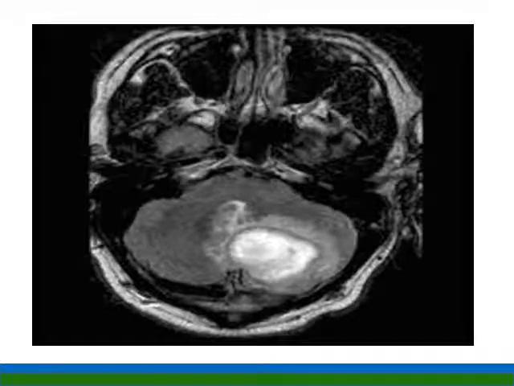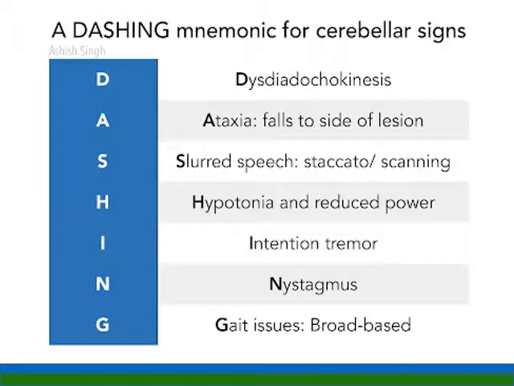See, can you see this cerebellar abscess? This is a cerebellar abscess, and you will have headaches, nystagmus, hypotonia, ataxia, past pointing and dysdiadokinesia. So for the signs of cerebellar abscess, you can use a mnemonic like DASHING: dysdiadokinesia, ataxia meaning falling to the side of the lesion, slurred speech, hypotonia, intentional tremor, nystagmus, gait issues.